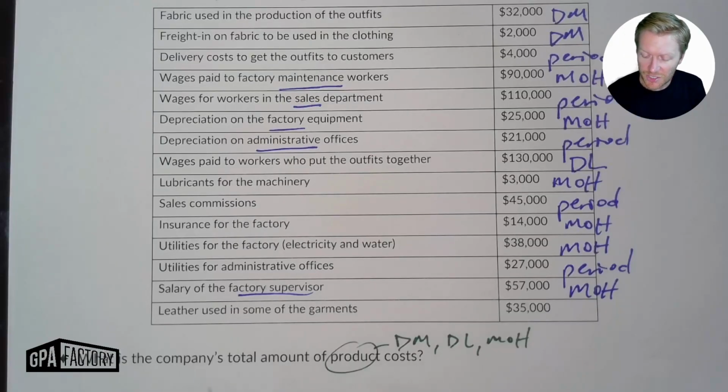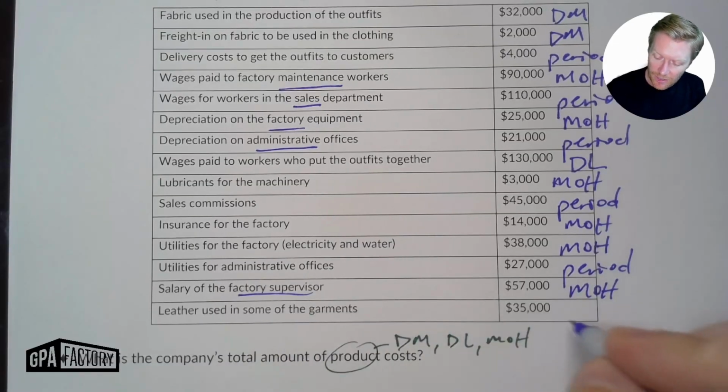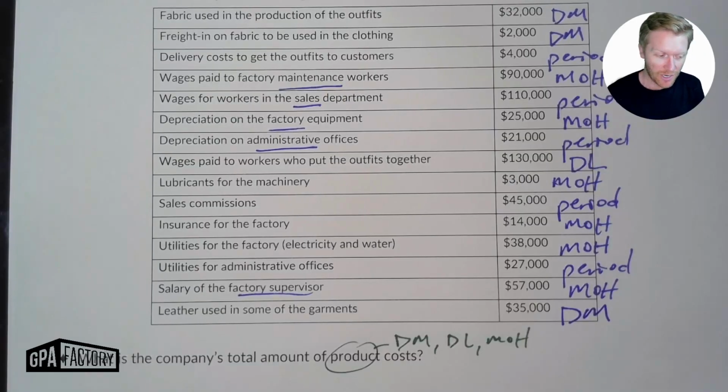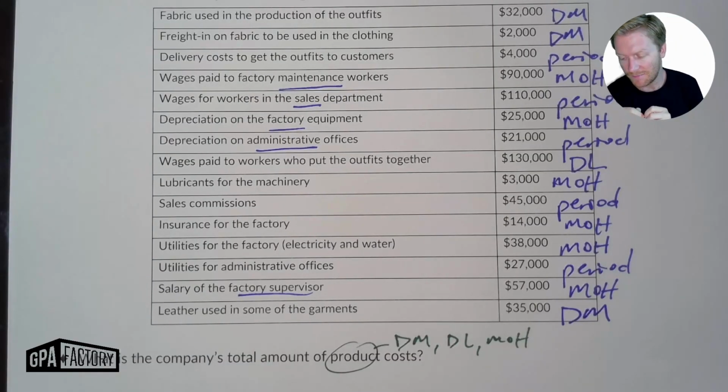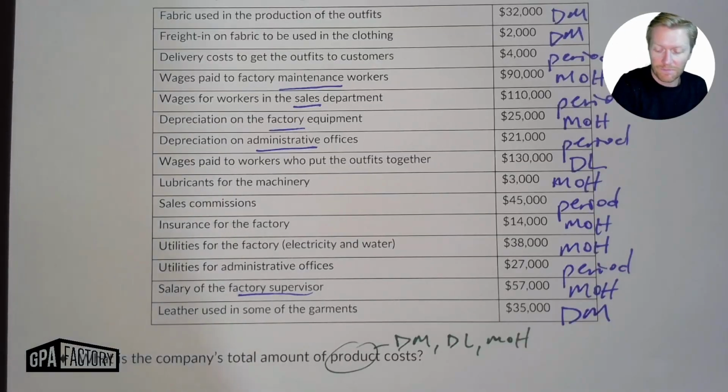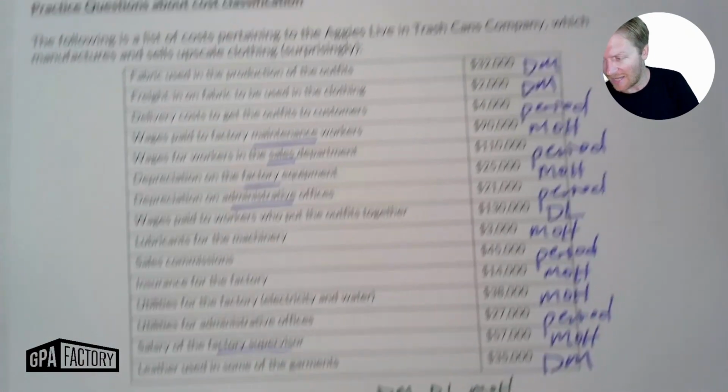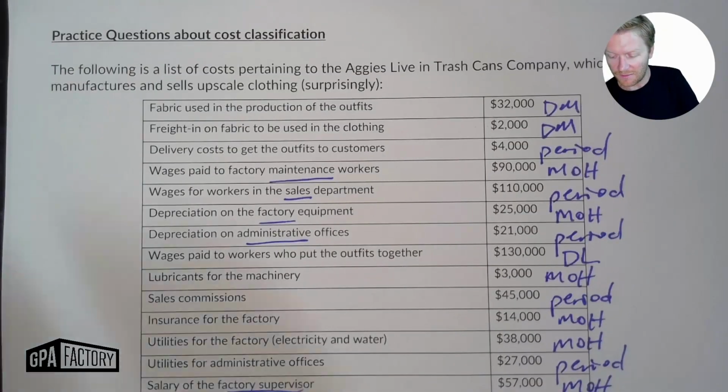And then the leather that's used in some of the garments. So we have direct materials on fabric, and here this is going to be, again, direct materials on that leather that's used for some of the clothing items. All right, that was the difficult part. So now we can go through and just start to tally stuff up. So we can just start to add some things up.